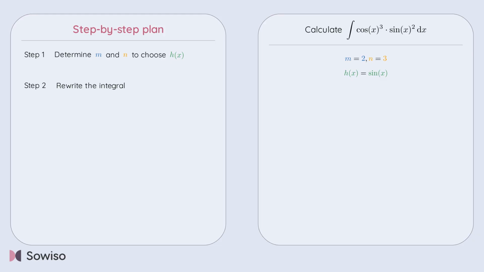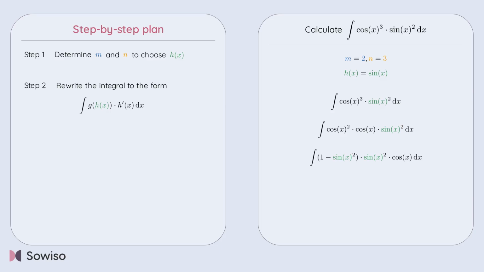In step 2, we rewrite the integral in a form in which we can use the substitution method. We rewrite the given integral by splitting the cosine to the power of 3 to cosine squared times the cosine. Now, we rewrite the cosine squared to 1 minus the sine squared. Next, we expand the brackets, and finally we get the integral of the sine squared minus the sine to the power of 4 times the cosine dx.